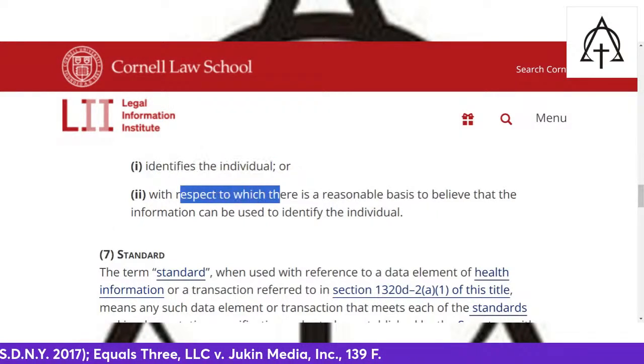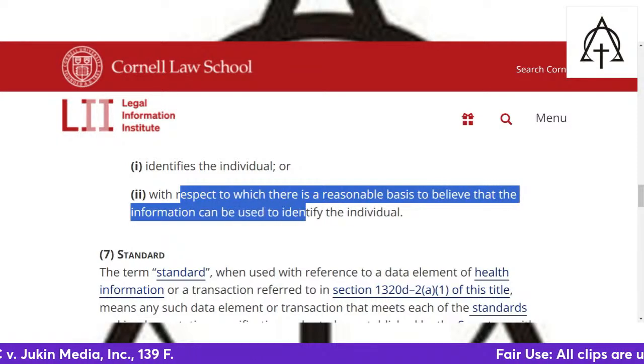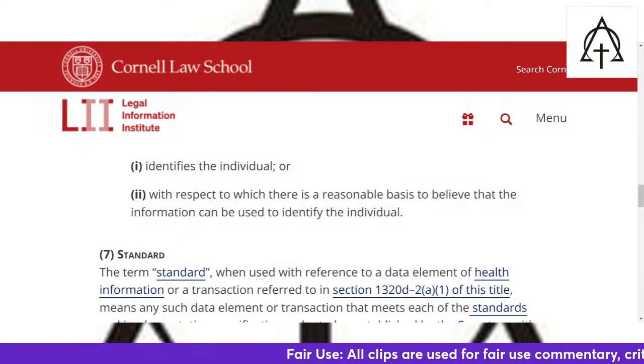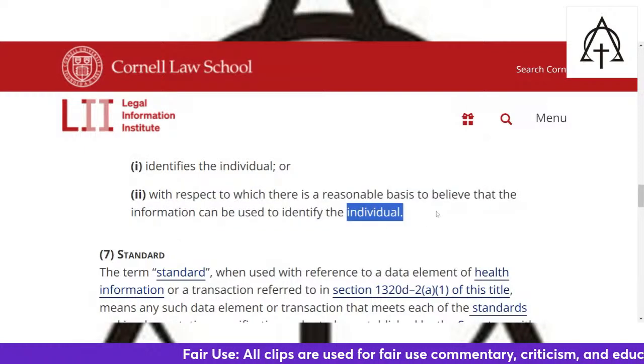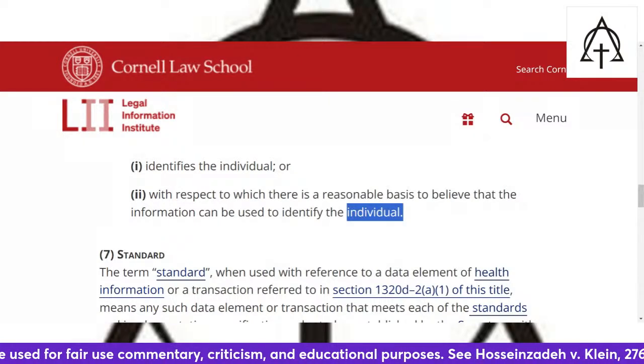Or with respect to which there is a reasonable basis to believe that the information can be used to identify the individual. The individual. Who's the individual? I'm a living soul.